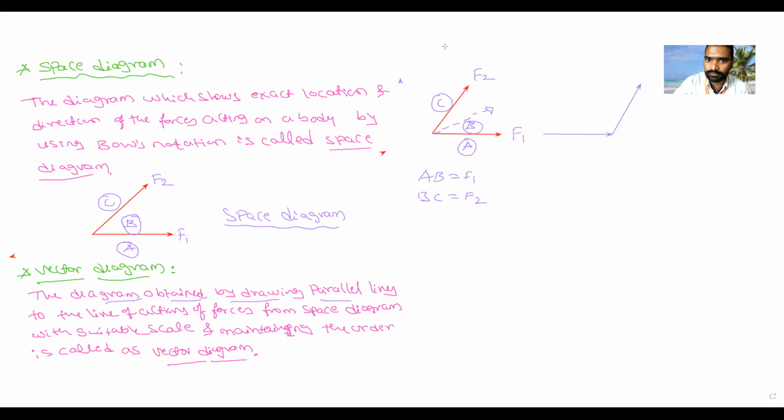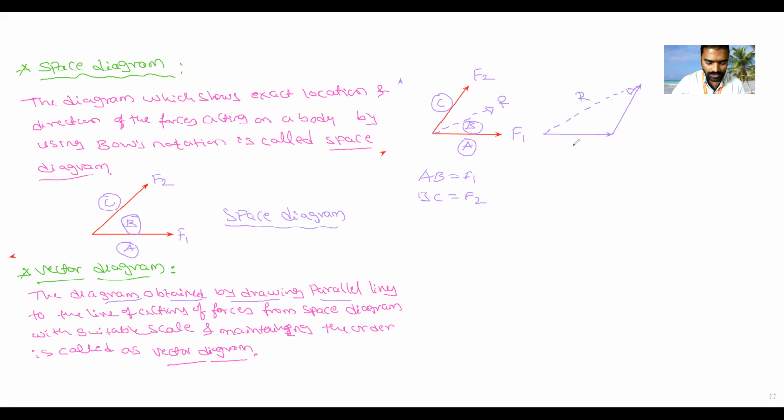So this is the resultant of F1 and F2. I will draw a parallel line to this one. Consider this is parallel to the given R. Okay, this is R.